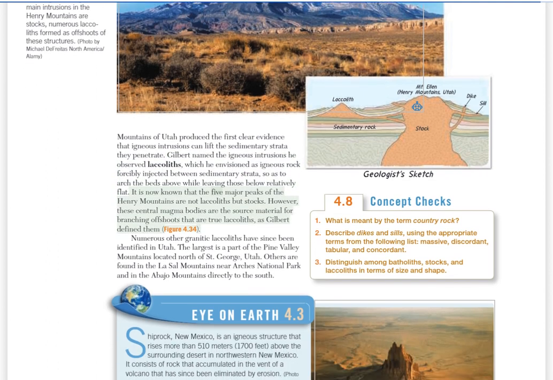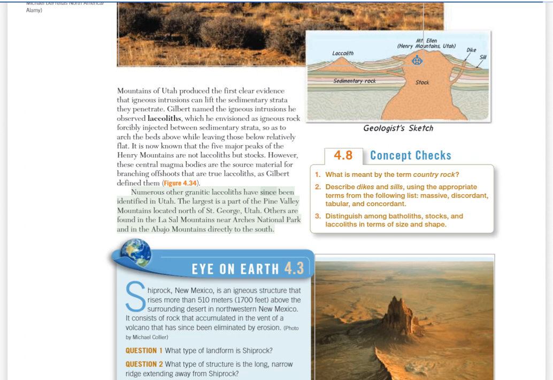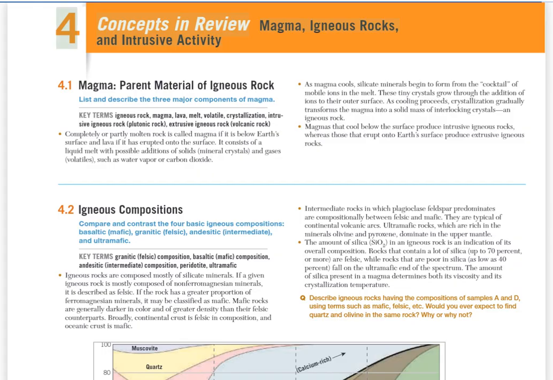It is now known that the 5 major peaks of the Henry Mountains are not laccoliths but stocks. However, these central magma bodies are the source material for branching offshoots that are true laccoliths, as Gilbert defined them. Numerous other granitic laccoliths have since been identified in Utah. The largest is a part of the Pine Valley Mountains located north of St. George, Utah. Others are found in the La Sal Mountains near Arches National Park and in the Abajo Mountains directly to the south.